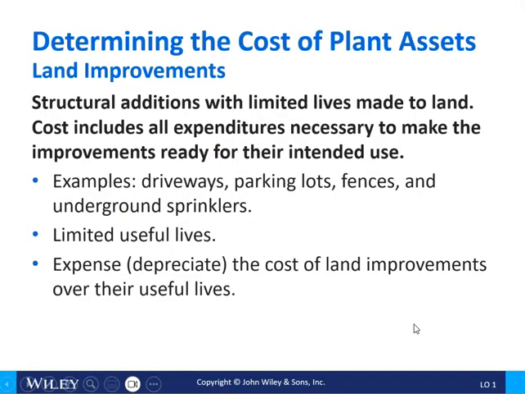Land improvements. This is structural additions with limited lives made to land. So it's not buildings, but just structural additions. It includes all expenditures necessary to make the improvements ready for their intended use. Some examples are driveways, parking lots, fences, underground sprinklers. So it's those types of things. It's not buildings themselves, but things that you do to the land.